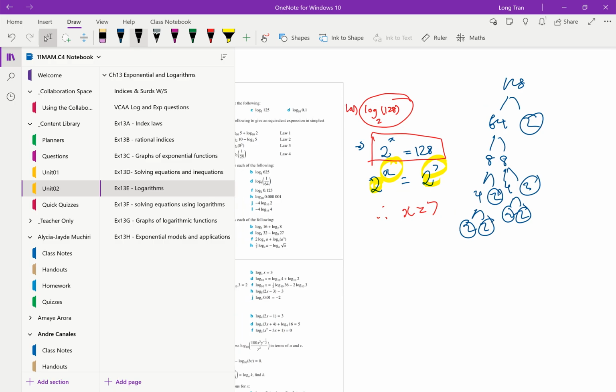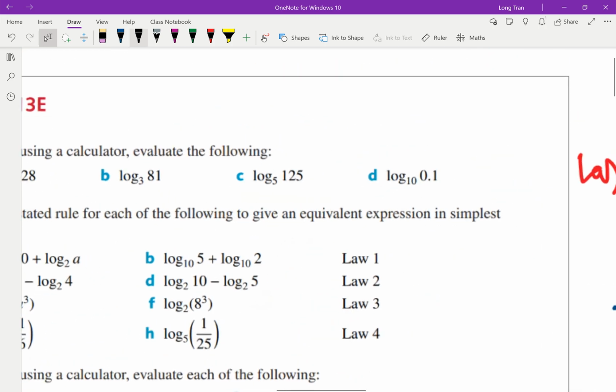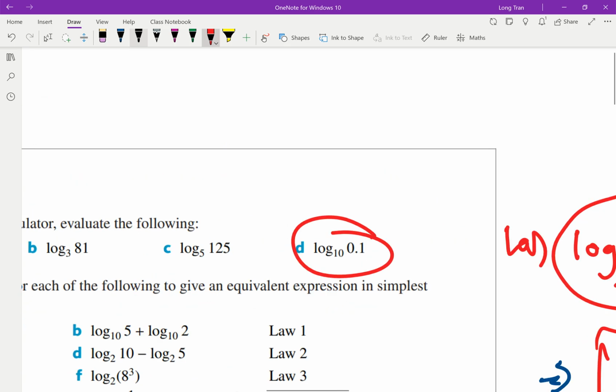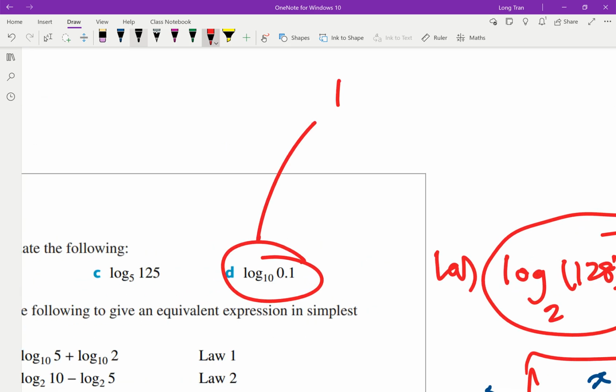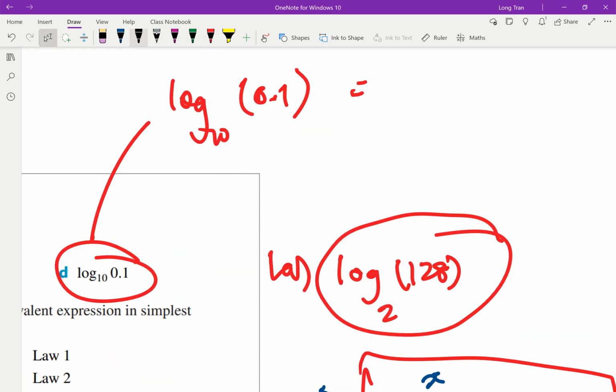So let's pick another one. It's all about interpretation here. Let's say this one. That's a good one. Without a calculator, log base 10 of 0.1. Start by asking, what does that mean? Think in your mind, what is it really asking? What is this question really asking me right now? 10 to the what equals 0.1? Very good. You're looking for the power. 10 to the power of what is equal to 0.1.